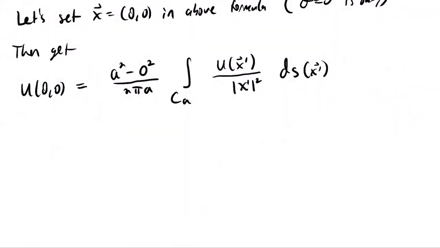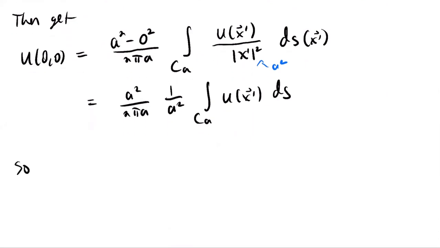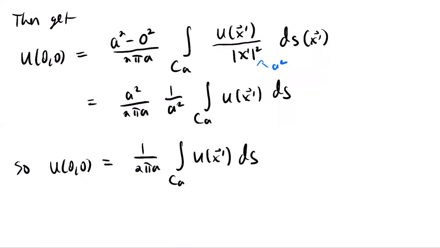So this is now equal to a squared over 2 pi a. This is just a squared, which I can factor out of the integral because it doesn't depend on x prime anymore. And then I have the line integral on CA of u of x prime. The a squared and the 1 over a squared cancel, so I end up with u of 0, 0, or u at the origin, equal to 1 over 2 pi a times the integral over CA of u of x prime ds.